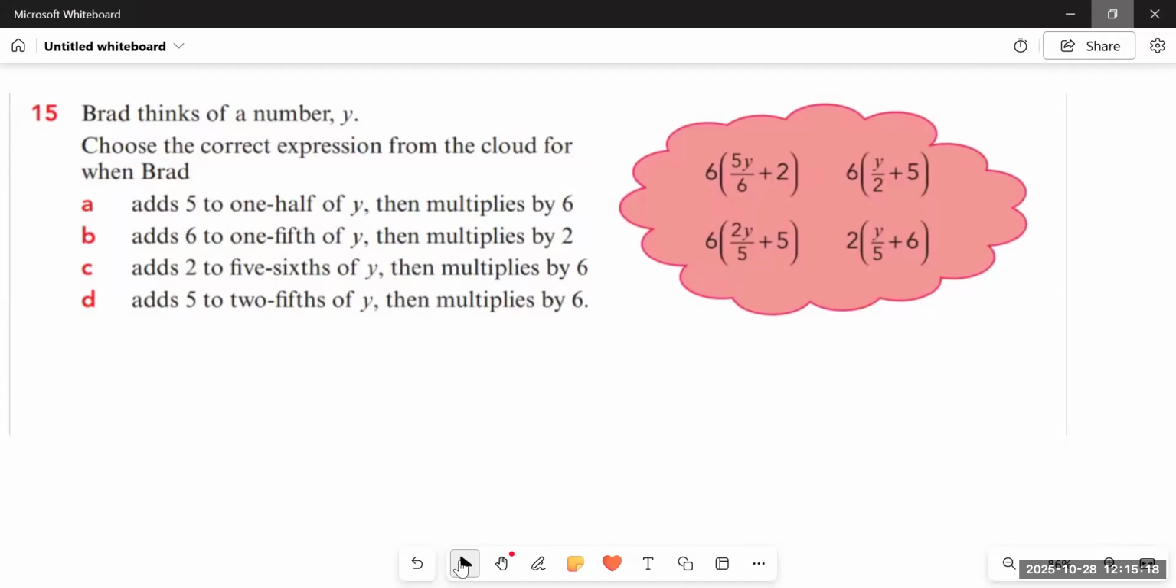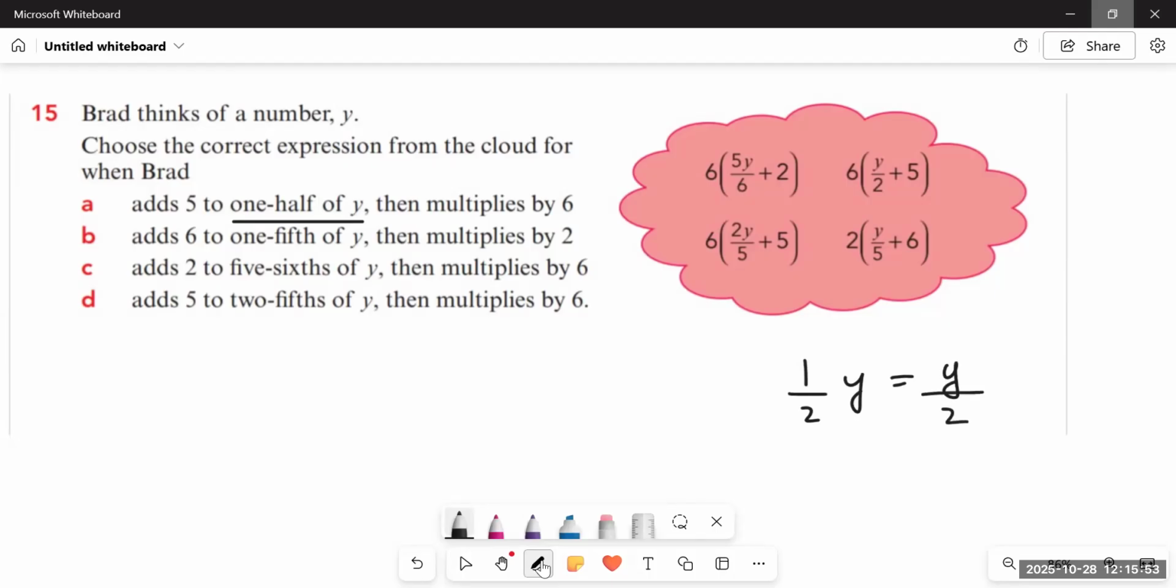In the next question, we are provided with 4 different descriptions along with 4 expressions inside a cloud. And what are we supposed to do? We just have to match these descriptions with the correct expression in the given cloud. So Brad thinks of a number Y. Choose the correct expression from the cloud for when Brad adds 5 to 1/2 of Y. 1/2 of Y is 1 upon 2Y. So that's here. 1 upon 2Y is equal to Y upon 2.